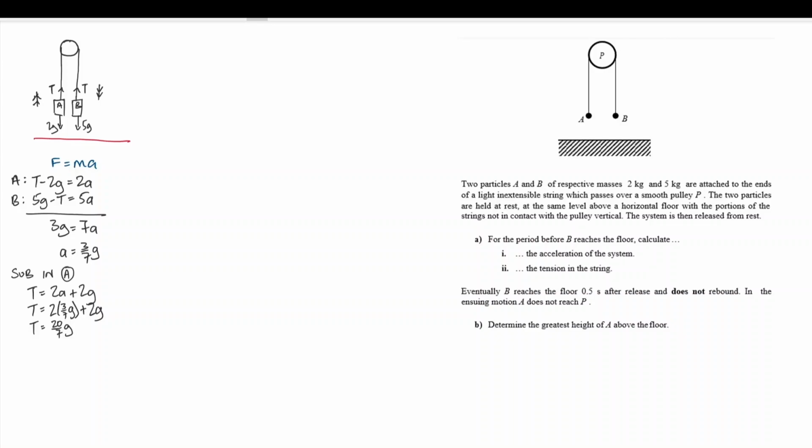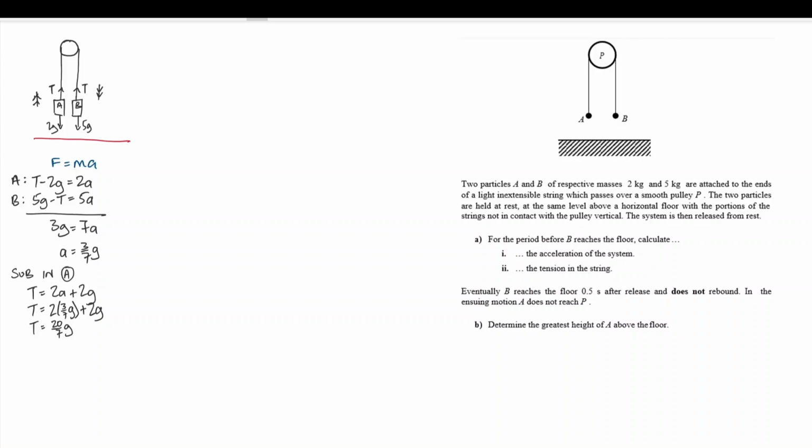The question then goes on to say eventually B reaches the floor 0.5 seconds after release and does not rebound. In the ensuing motion, A does not reach P. So the rebounding and A hitting the pulley, these are things that students who are overthinking start to worry about. So the question is trying to alleviate those worries by telling us that. We just need to focus on the 0.5 seconds it takes for B to reach the floor. Determine the greatest height of A above the floor.